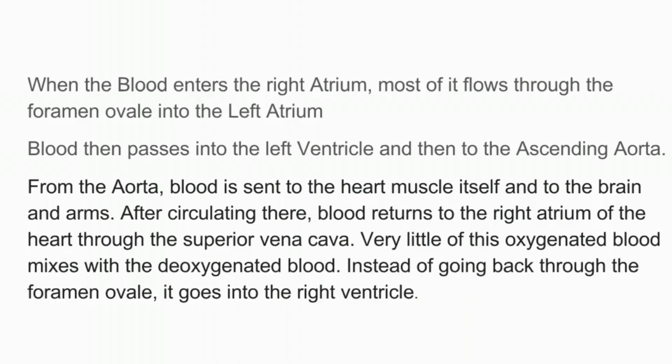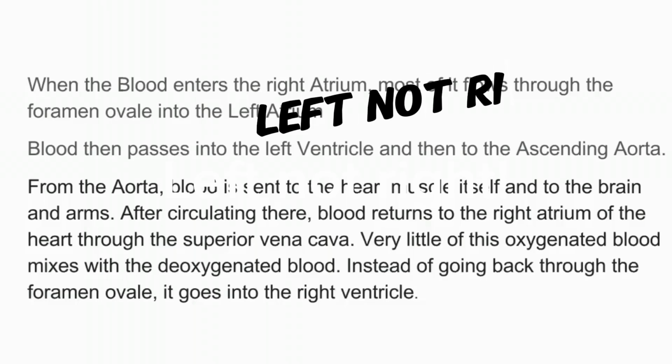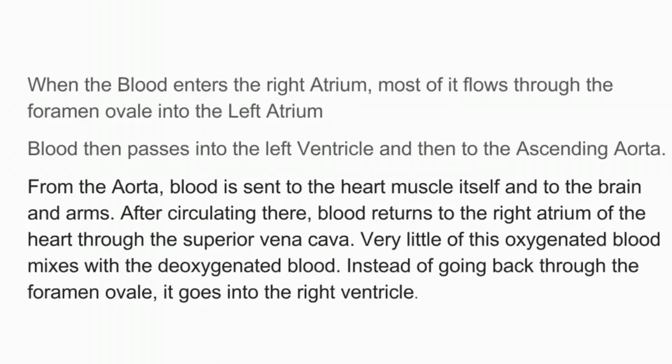Remember, in normal circulation, blood is supposed to flow from the right atrium to the right ventricle and then via the pulmonary arteries to the lungs and then via the veins to the left atrium. But in fetal circulation, blood enters into the right atrium and flows through the foramen ovale to the left atrium. Then it passes into the left ventricle and then to the ascending aorta. So the foramen ovale is another shunt in fetal circulation. Remember, there are three shunts in fetal circulation: the ductus arteriosus, foramen ovale, and ductus venosus.